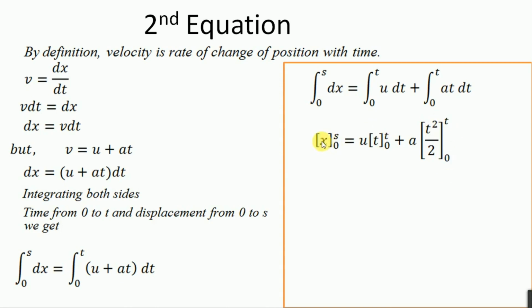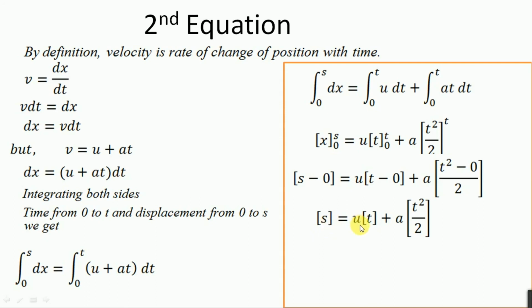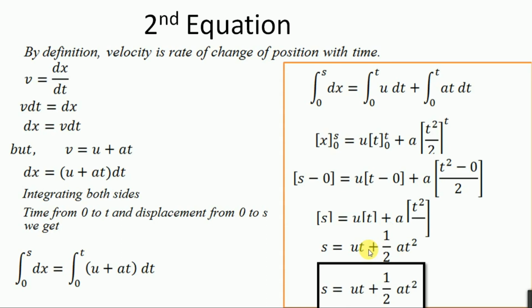So I'll put in the limits. For x I'll write s minus 0, for this t I'll write t minus 0, and for this t square I'll write t square minus 0 square. If you simplify this, you will get s is equal to ut plus a t square by 2. If you rewrite the equation, you will get this, and this is the second equation of motion.